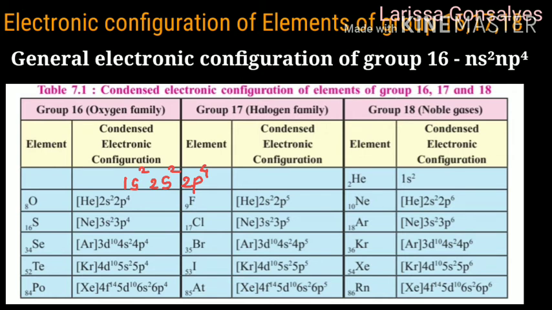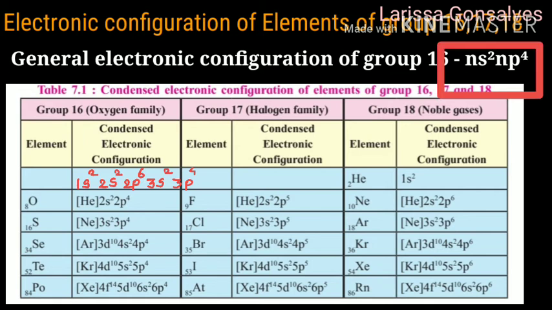So the last two subshells, that is s and p, s is completely filled with 2 electrons and p is filled with 4 electrons. So in place of 2s2, 2p4, we can write it as ns2 and np4. Let's take the second example of sulfur, which has the atomic number 16. Hence the electronic configuration of sulfur is written as 1s2, 2s2, 2p6, 3s2, 3p4. Again, if you observe the last two subshells, that is 3s2 and 3p4, the s has 2 electrons and p has 4 electrons.